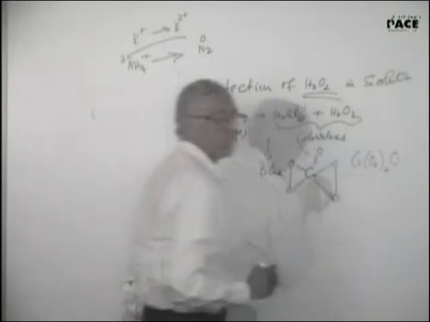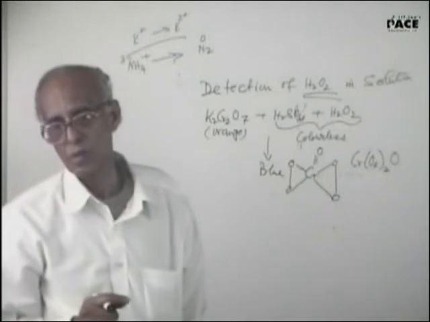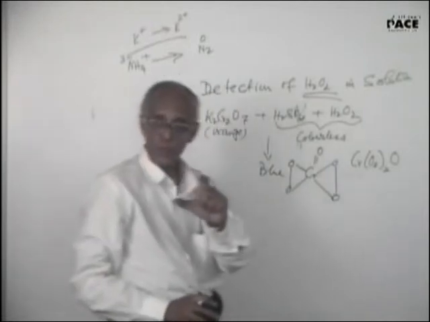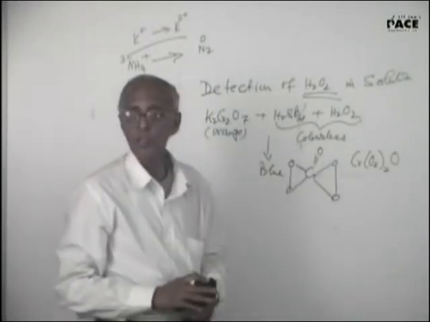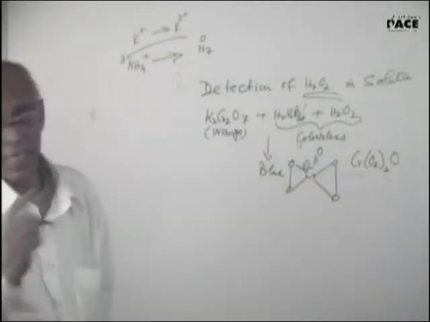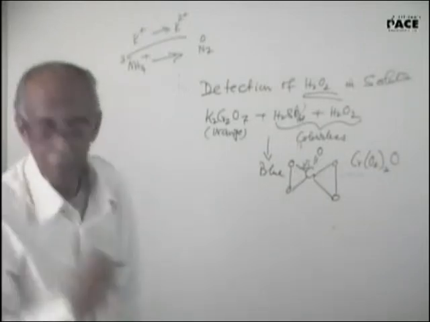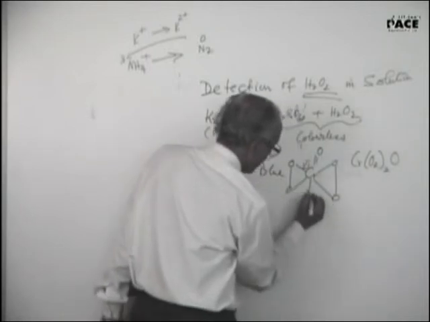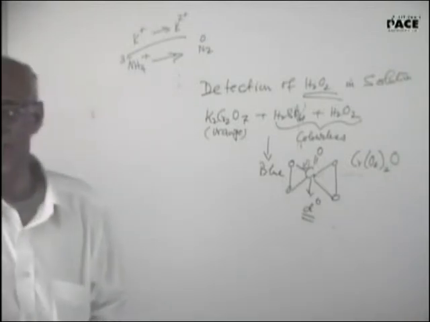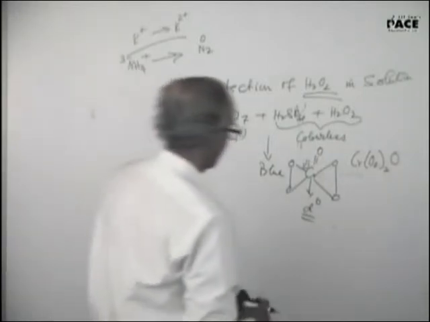It forms a bis peroxo-oxo complex. This is a peroxo, this is a peroxo. Two peroxo groups are there, so it is a bis peroxo-oxo complex of chromium 6. So again, the color is due to what? Chromium 6 is missing d electrons. So what is the origin of color? Charge transfer. Okay.